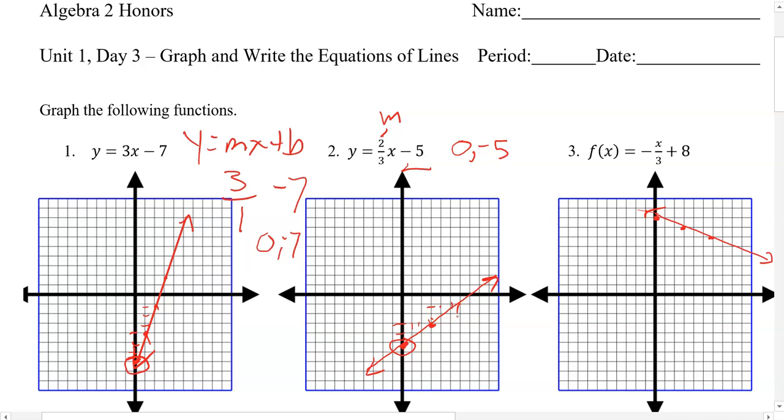up 2 over 3. On question number 3, here our slope, the coefficient of x, is negative 1 over 3. And our y-intercept is 8, or the point (0, 8). So we plot our intercept at (0, 8), and then we want to go down 1 and right 3. Down 1, right 3. And plot our line.